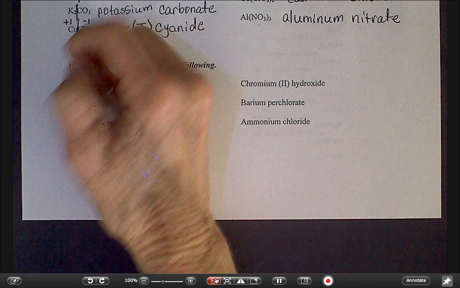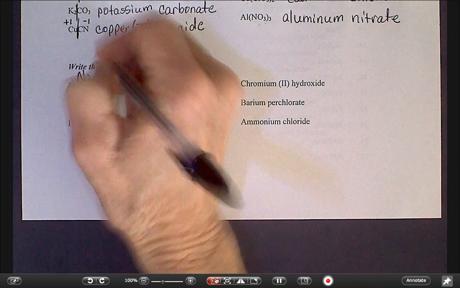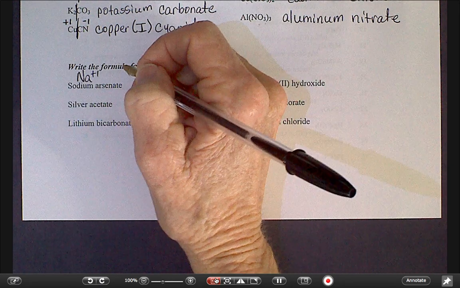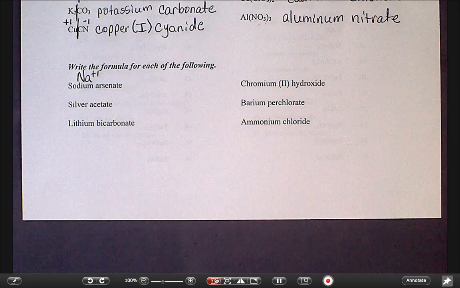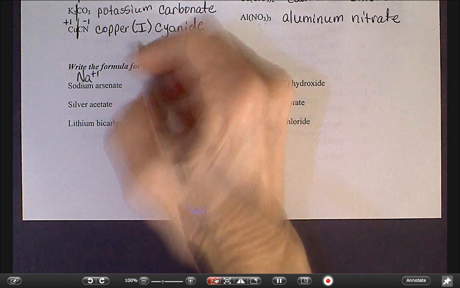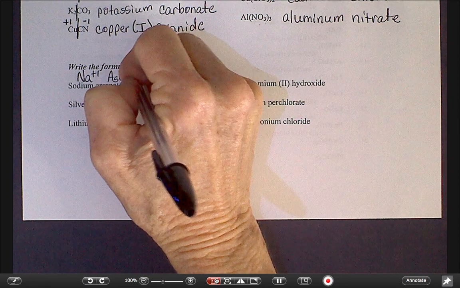Okay, what's the symbol for sodium? Periodic table. Group 1 metal, what's its charge? Go find arsenate. It's down on the bottom on the left side. AsO what? Negative what?